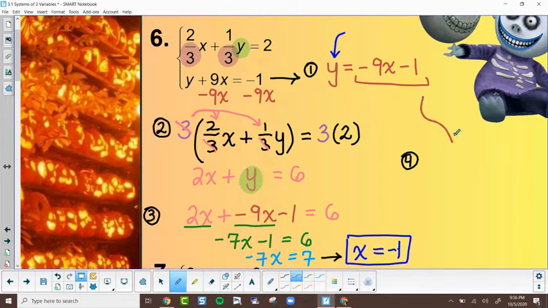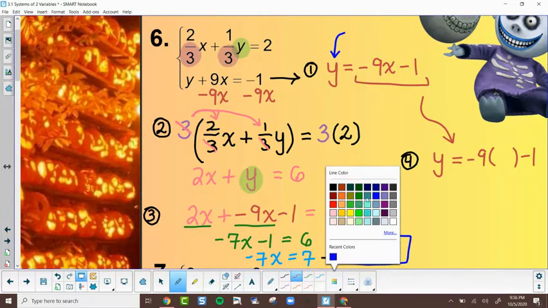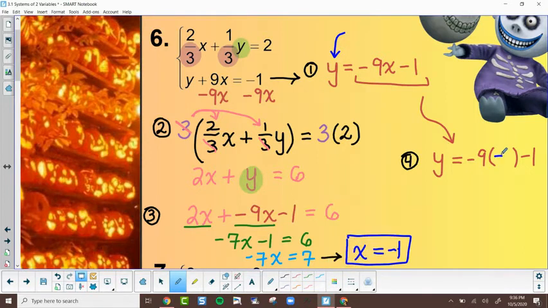I'm going to bring it down here. So I've got y equals negative 9. And now I can actually plug in for x. So here's going to be negative 1. And now I can solve for y. So here's positive 9. We have minus 1. So positive 9, there we are, minus 1. So I've got y is equal to 8.